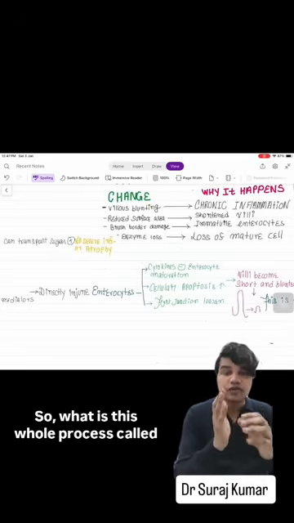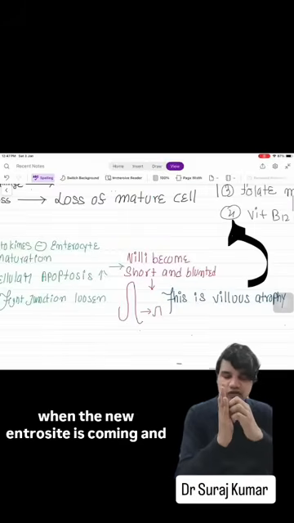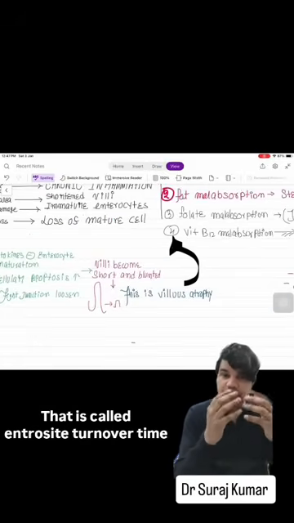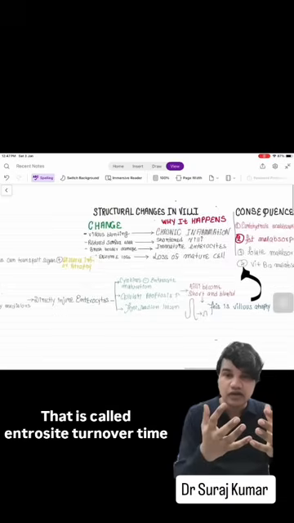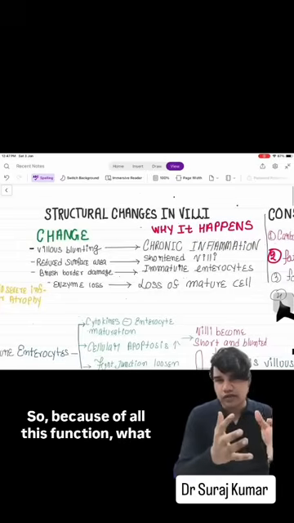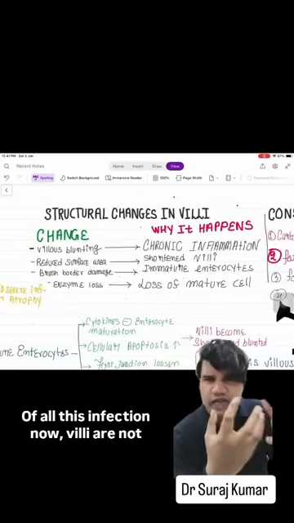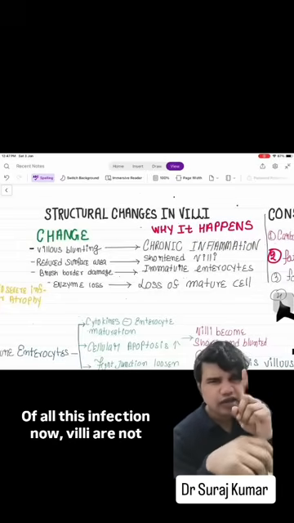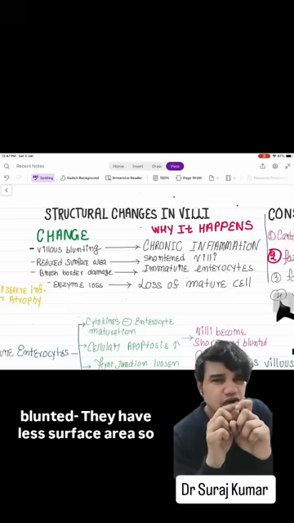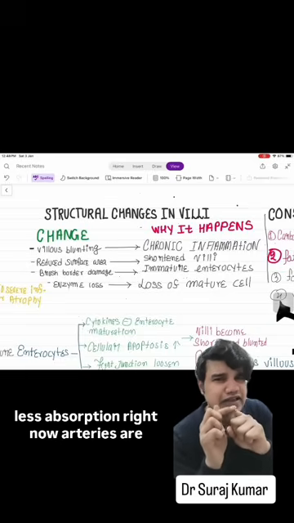Okay, so what is this whole process called when the new enterocyte is coming and replacing the old enterocyte? That is called enterocyte turnover time. So that is also hindered. Because of all this, in this infection the villi are not that tall, they are short, which is called blunted. Because they are now short, they have less surface area, so less absorption, right?